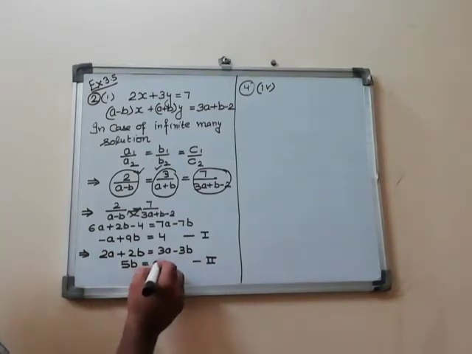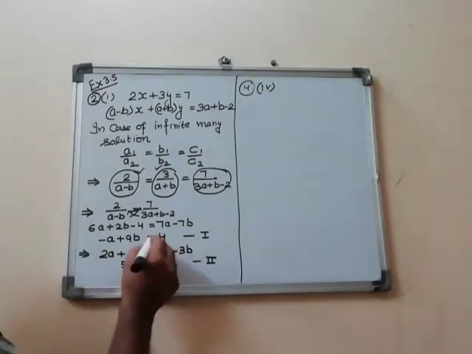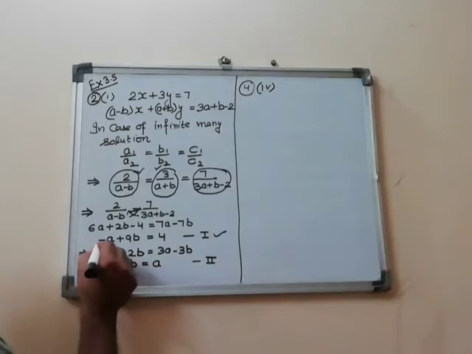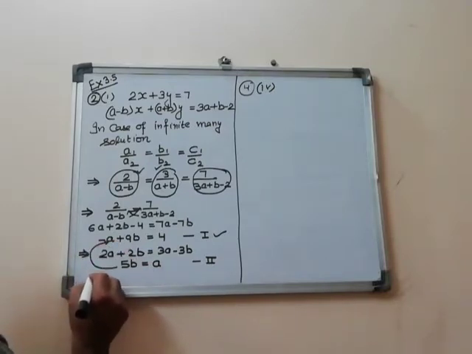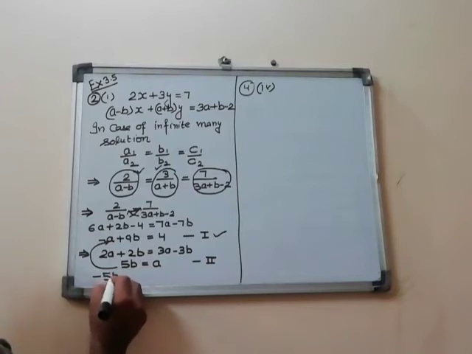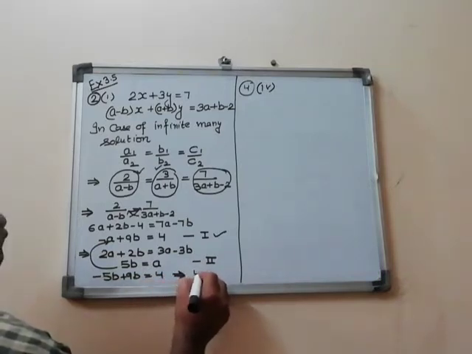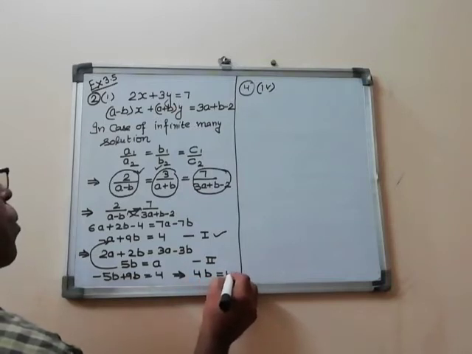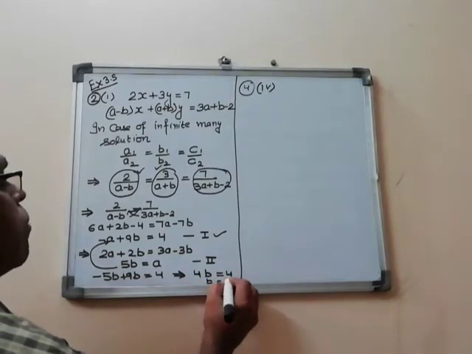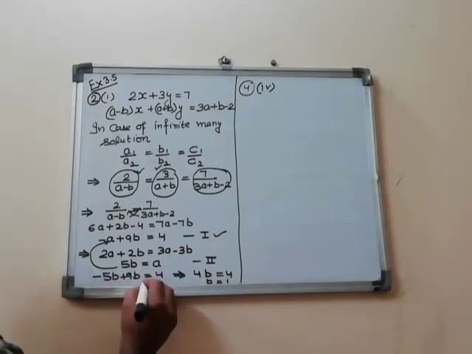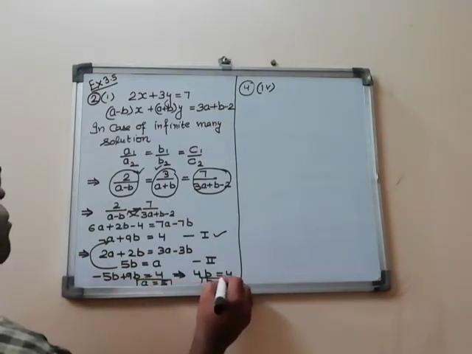So put the value of a equal to 5b in the first equation. Here a equal to 5b, you can put here. This will become minus 5b plus 9b equal to 4. This implies 4b equal to 4, or b equal to 1. Similarly, if you put b equal to 1 here, you will get a equal to 5. So these two are the answer: a equal to 5 and b equal to 1.